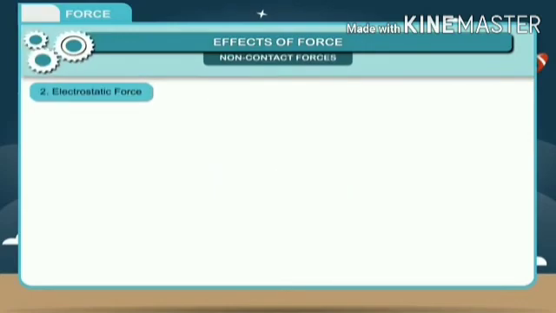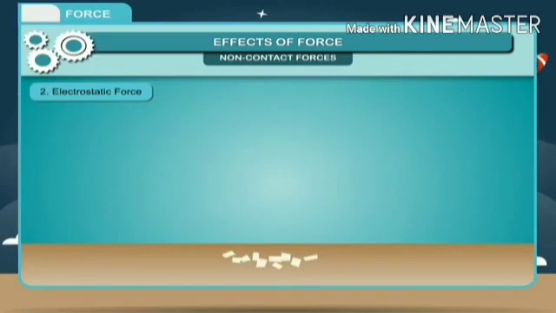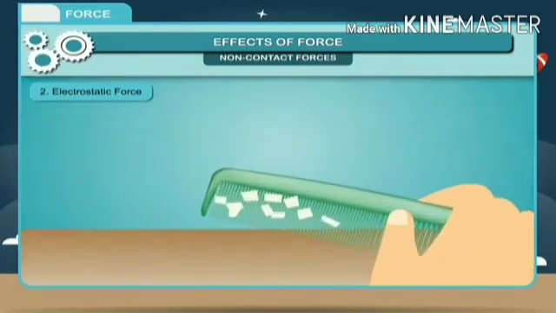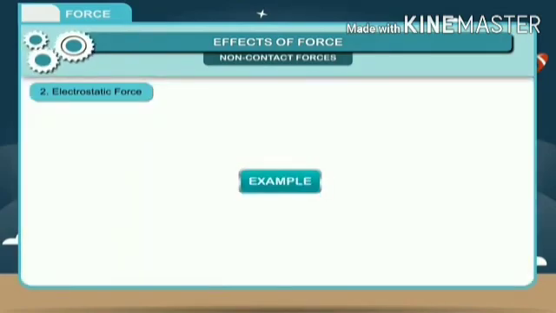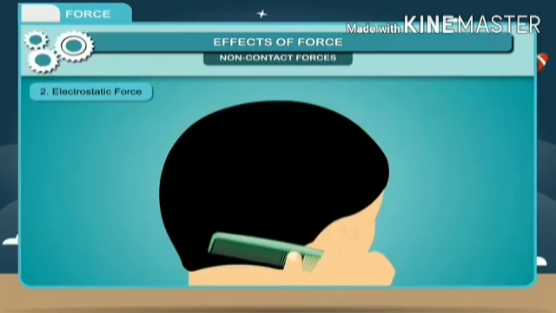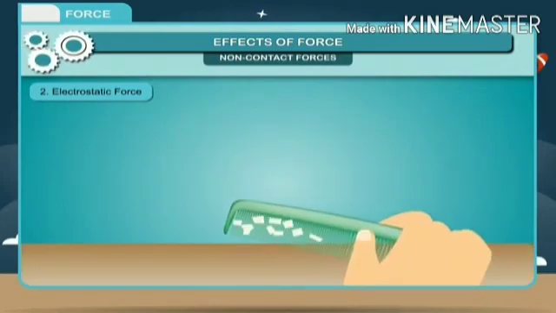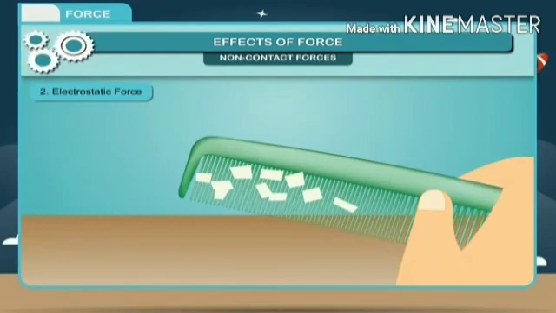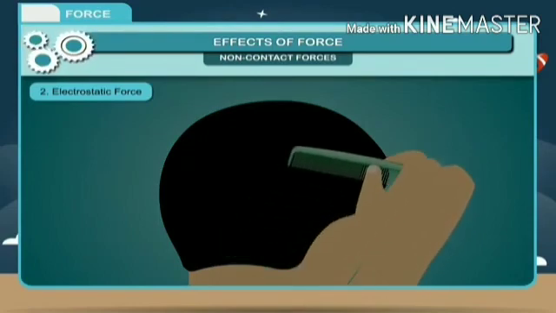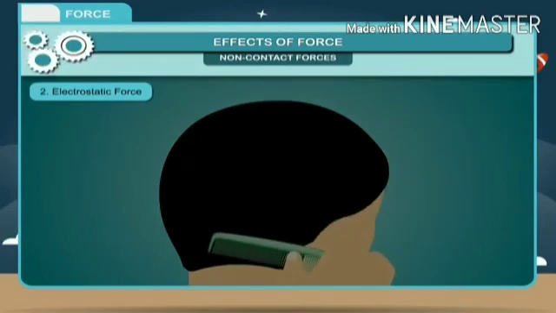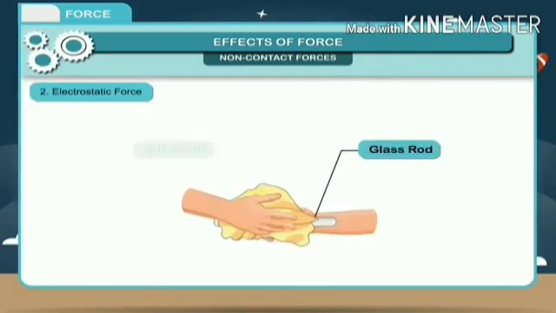2. Electrostatic force. The force of attraction or repulsion between two electrically charged bodies is called electrostatic force. Example: rub a comb on your hair and bring it near bits of paper. The small pieces of paper are attracted towards the comb. This happens due to electrostatic force. This type of attraction takes place because some objects on rubbing acquire certain electrical charge during the process. A glass rod rubbed with silk also acquires similar properties.